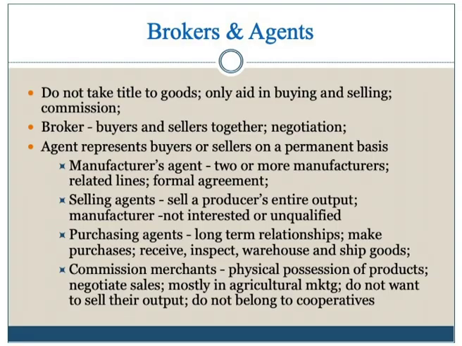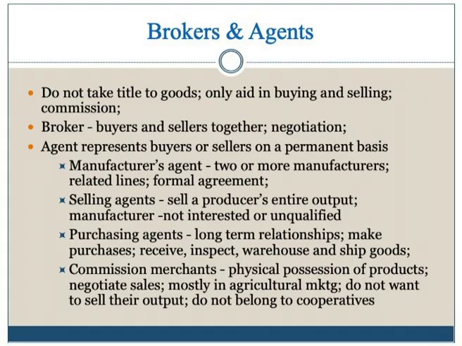Agents are again classified as manufacturer's agent, selling agent, purchasing agent, and commission merchant. A manufacturer's agent will work for two or more manufacturers who deal in related lines of product. Such agents enter into formal agreements with each manufacturer separately. Selling agents sell a producer's entire output when the manufacturer feels either unqualified to sell by himself or doesn't show interest in selling his own produce.